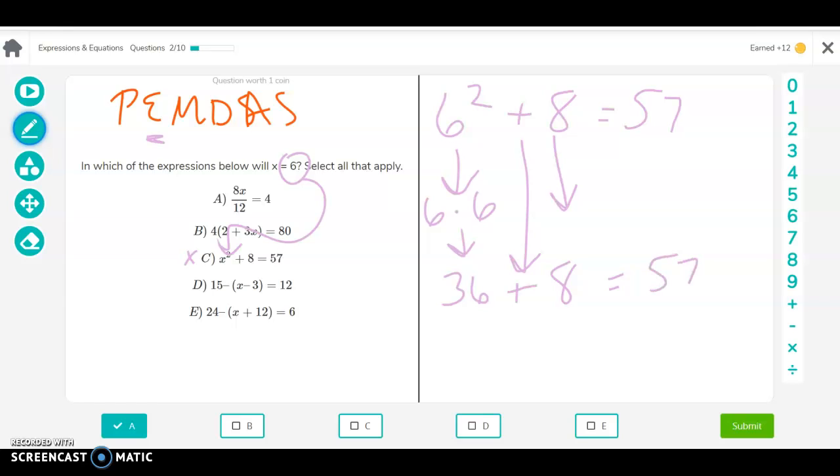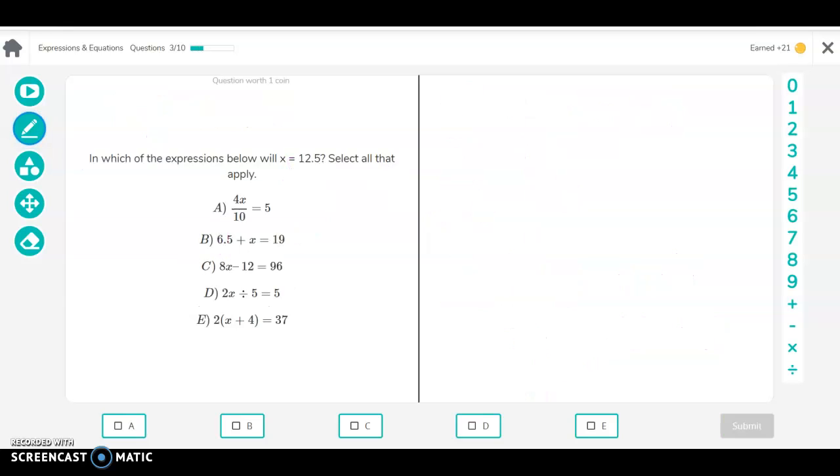Now we need to do 36 plus 8. Let's see. 8 plus 6 is 14. Carry the 1. 3 plus 1 is 4. 44 equals 57. Nope. That is one that does not work. So for C, this one doesn't work because we did all the steps. We put 6 in for X, and 44 and 57 are not the same thing. So I'm going to answer the rest of these so I can move on to the next question.